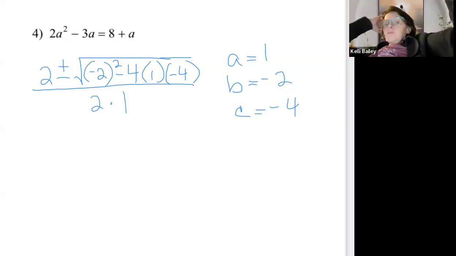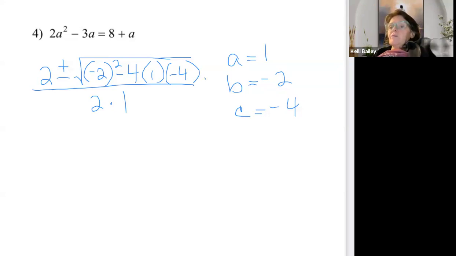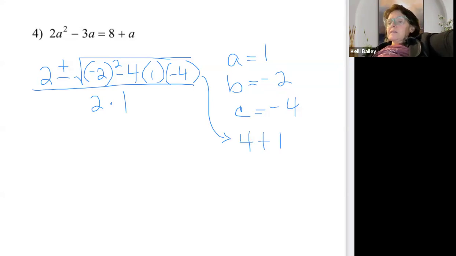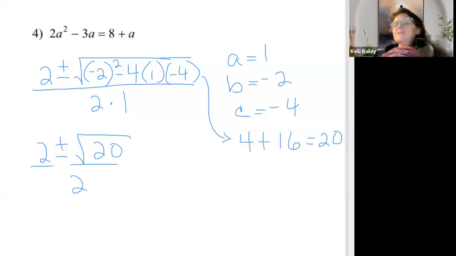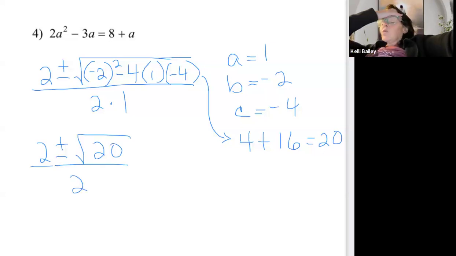Discriminant, put that in your calculator. I'm going to get 4 plus 16, which is 20. Back up here, we've got 2 plus or minus the square root of 20 over 2. And guess what? 4 is a perfect square, and it goes into 20.